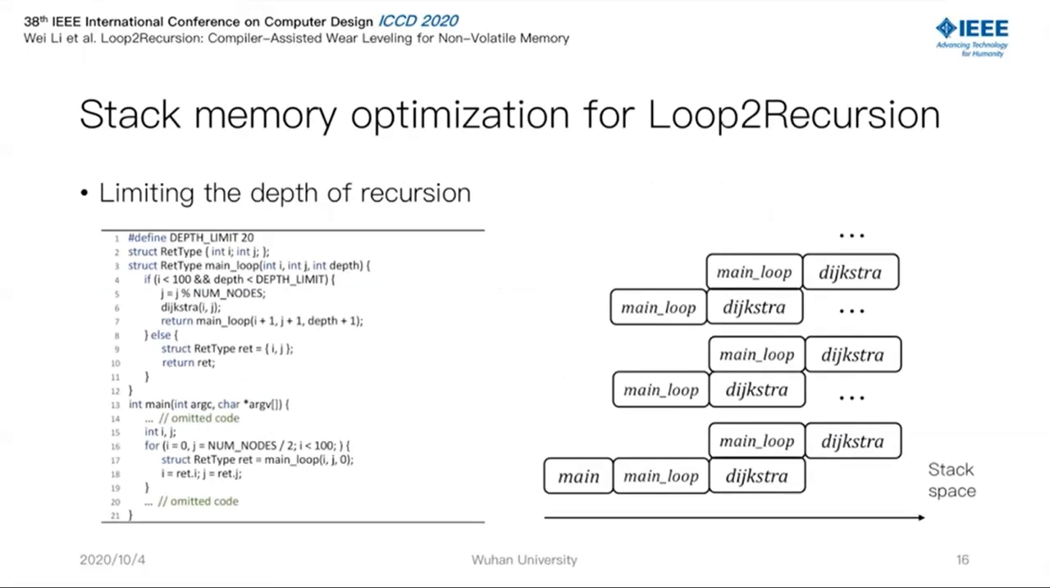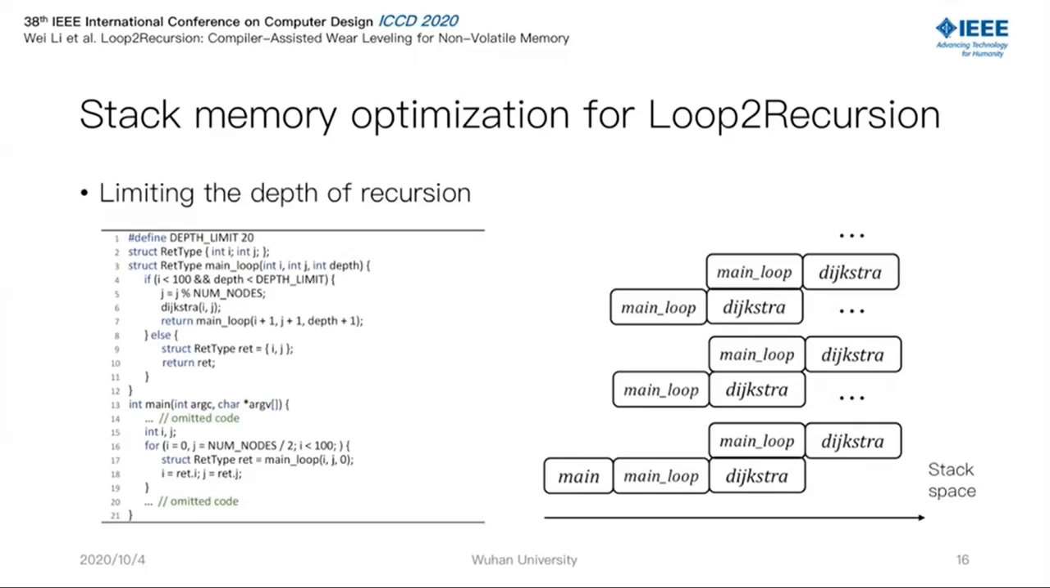When generating a recursive function, we can limit the depth of the recursion. An extra parameter depth is added to the recursive function, representing the depth. It's initialized with 0 when the recursive function is first called and incremented by 1 in the following recursive calls. When depth reaches the depth limit, the recursive function returns.